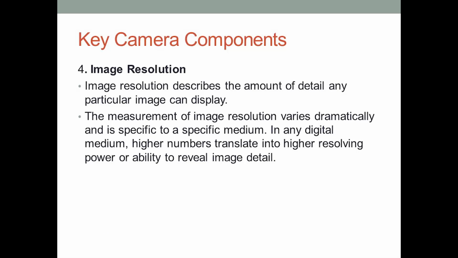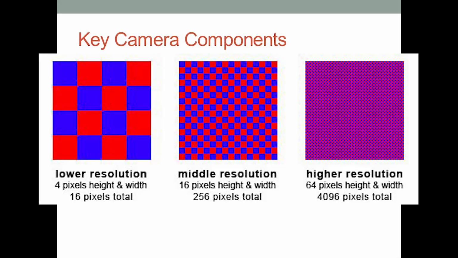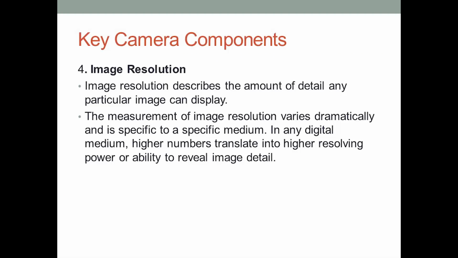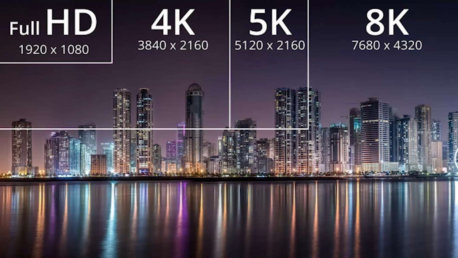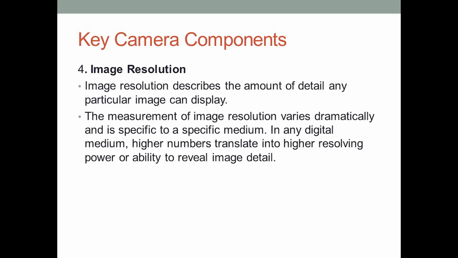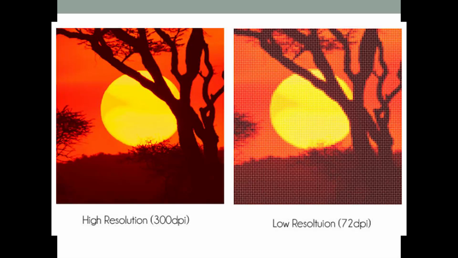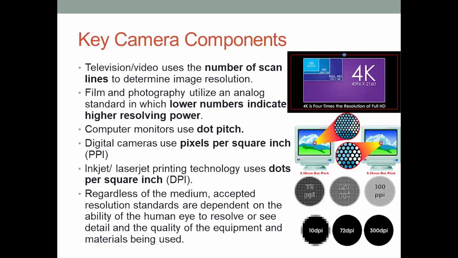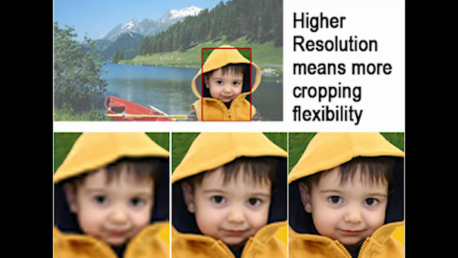Image resolution describes the amount of detail any particular image can display. The measurement of image resolution varies dramatically and is specific to a particular medium. In any digital medium, a higher number translates into higher resolving power, or ability to reveal image detail. The television or the video uses the number of scan lines to determine image resolution. Film and photography utilize an analog standard in which lower numbers indicate high resolving power. Computer monitors use dot pitch.